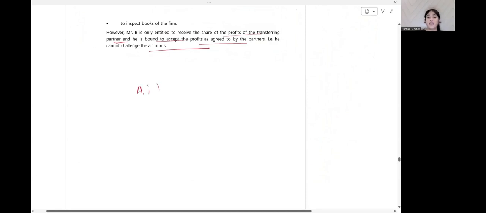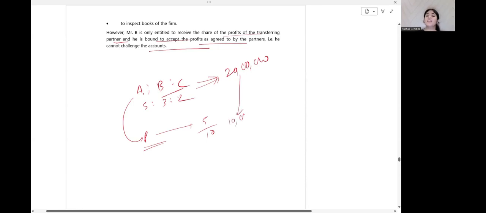So suppose A, B, and C are in the agreement of 5:3:2 and A has transferred to P. P will be given 5/10 of the share. B and C say that the profits of the year are 20 lakh rupees. Right? So if 20 lakh is there, you will be given only 10 lakh rupees. Right? 5 of 10 share. That is your half of the share.